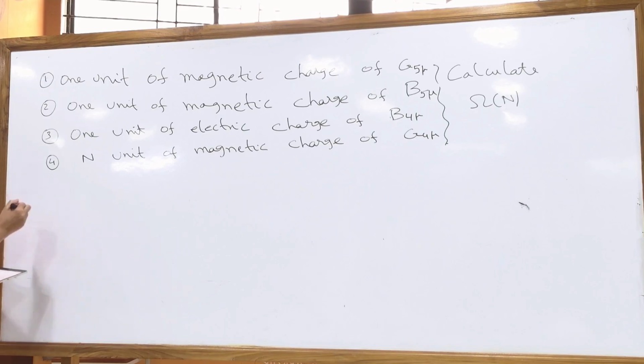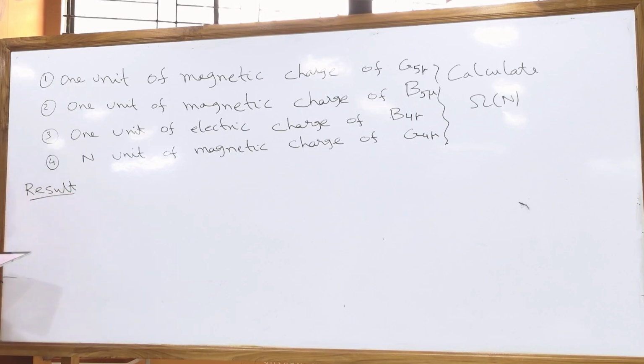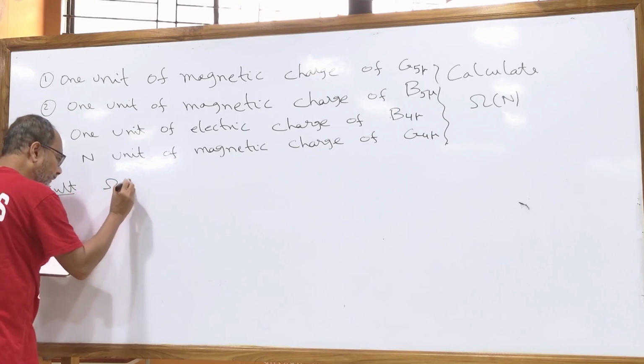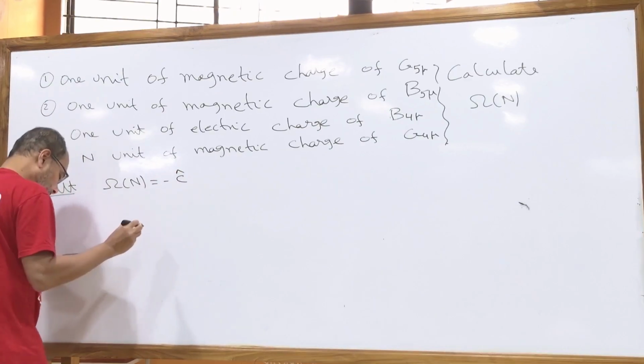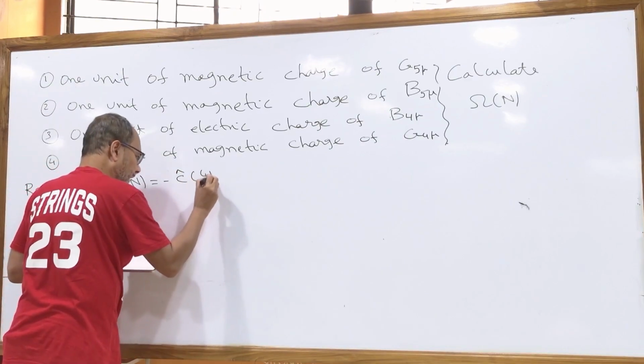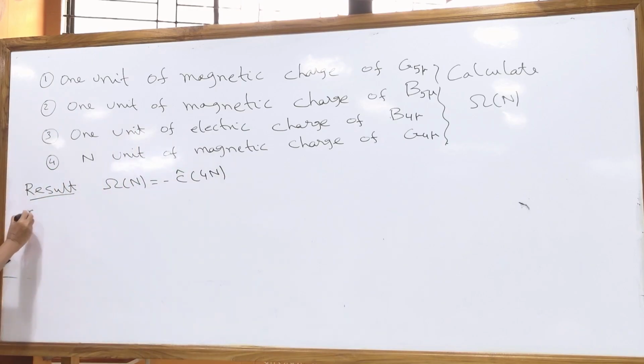And again, here I will just write down the result without giving the derivation. So, the result is that this omega is given by minus c hat of 4n, where c hat is defined by the following expression.